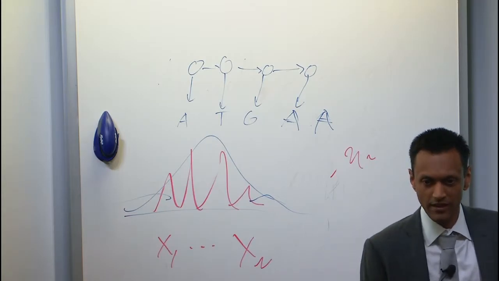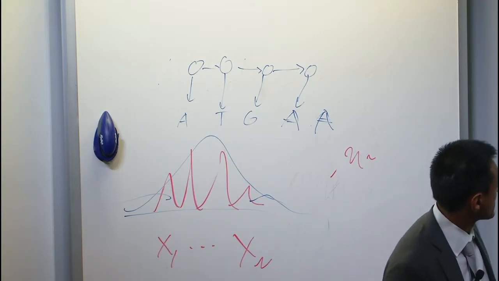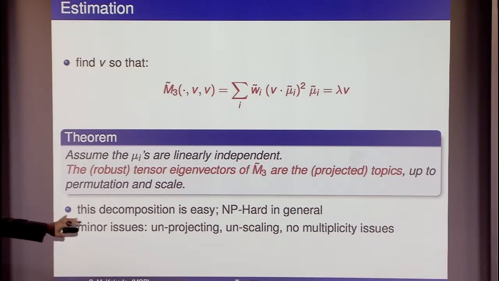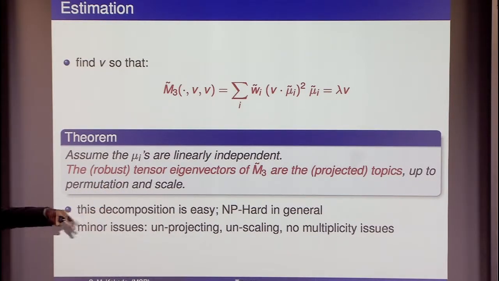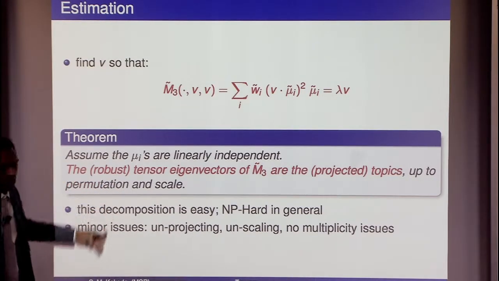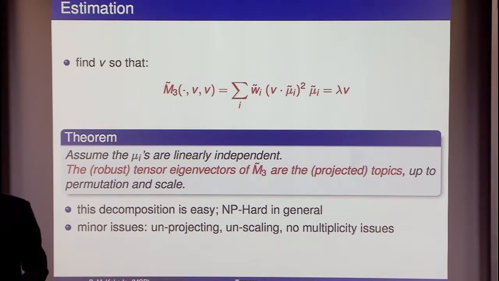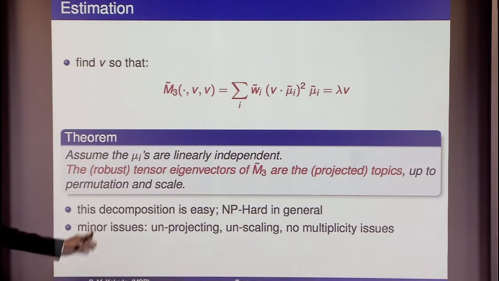So something's going to break there. But this is the right intuition, and the theorem is pretty clear. As long as these mu's are linearly independent, the eigenvectors of this tensor are in fact the topics. I call it robust just because of the saddle point issue. That's a minor issue.